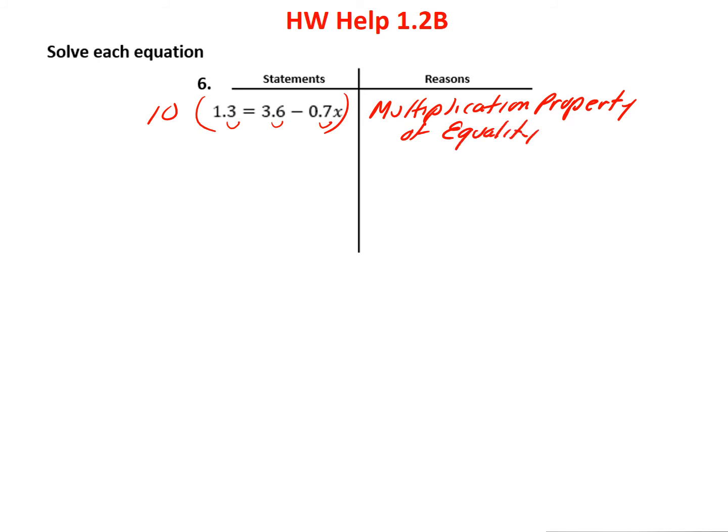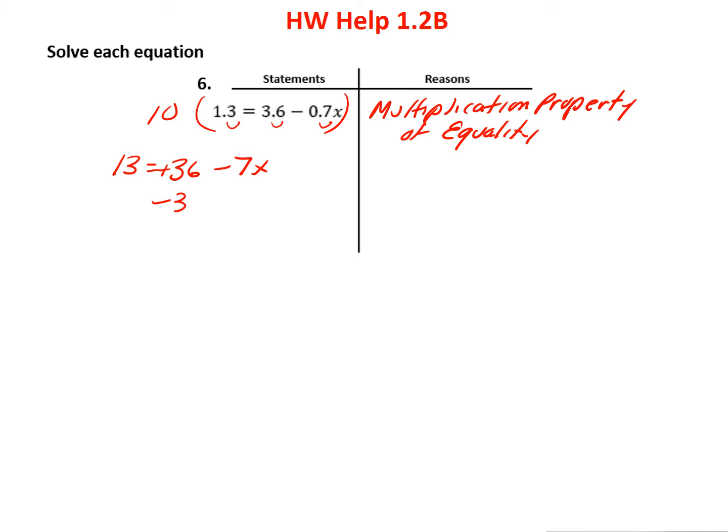Now multiplying by 10 simply means move the decimal 1 to the right, so I end up with 13 equals 36 minus 7x. Fairly simple. And now we have a two-step equation. Now be careful here, because this minus goes with the -7. What I really have is a plus 36, so we want to undo the plus 36.